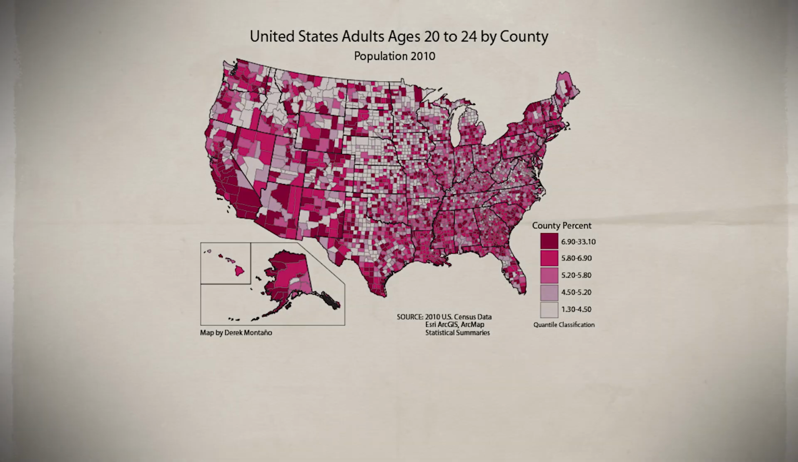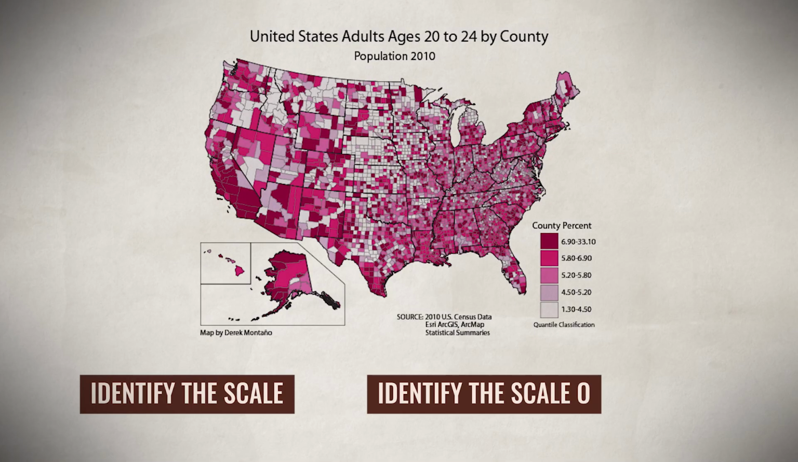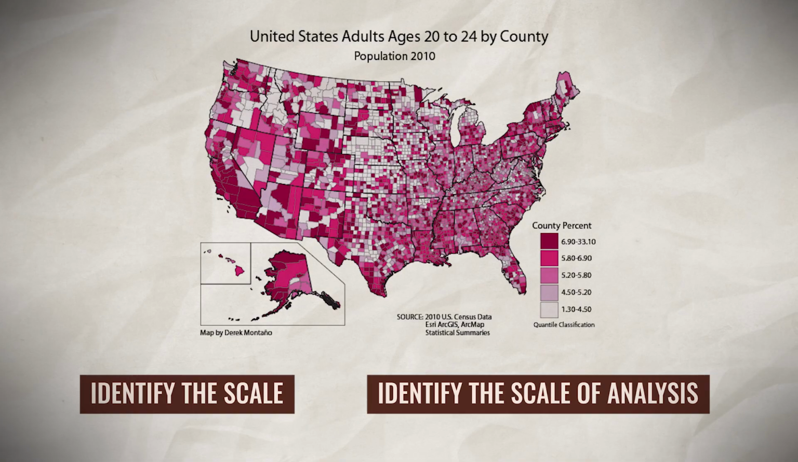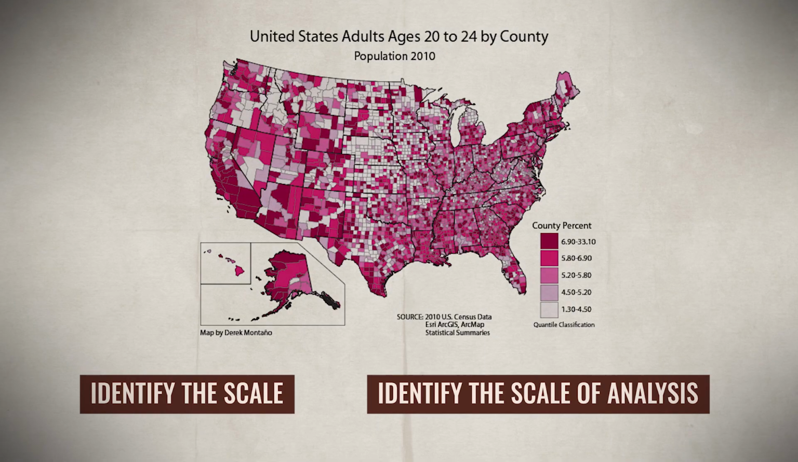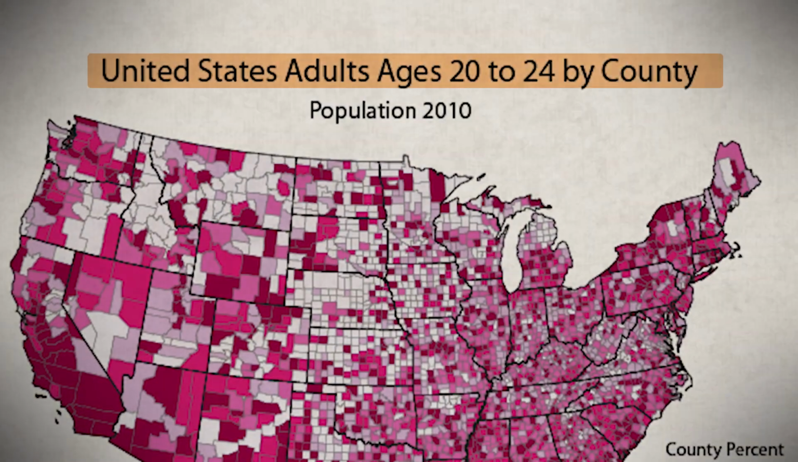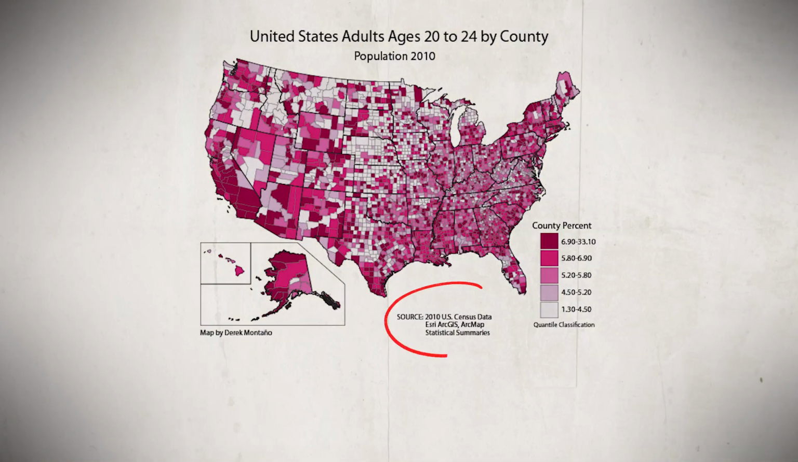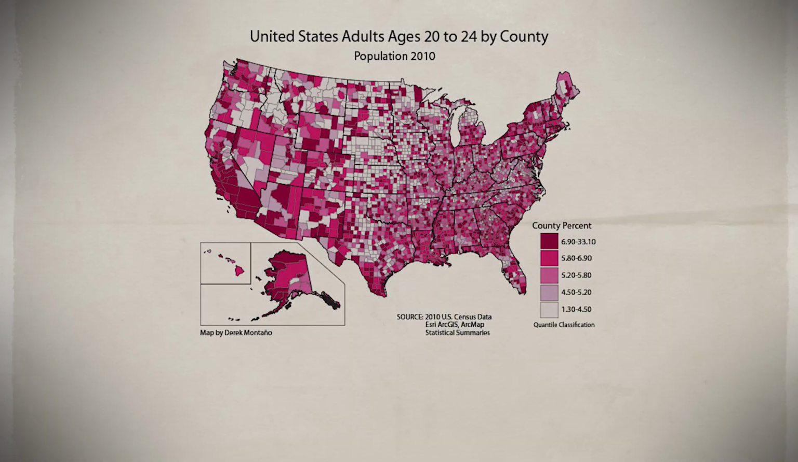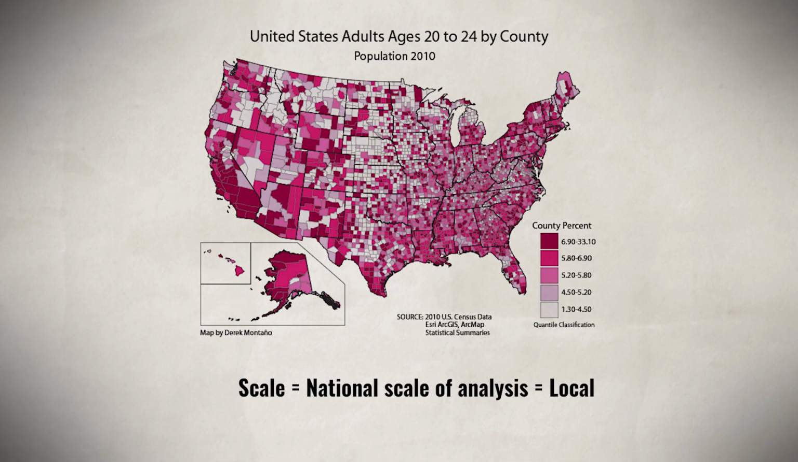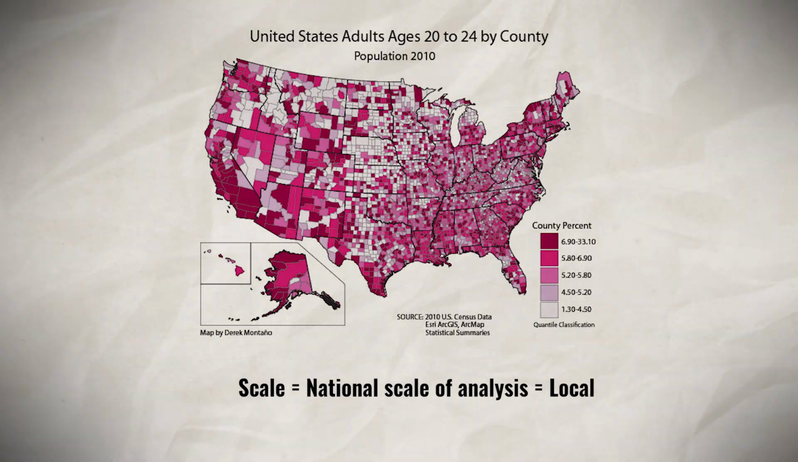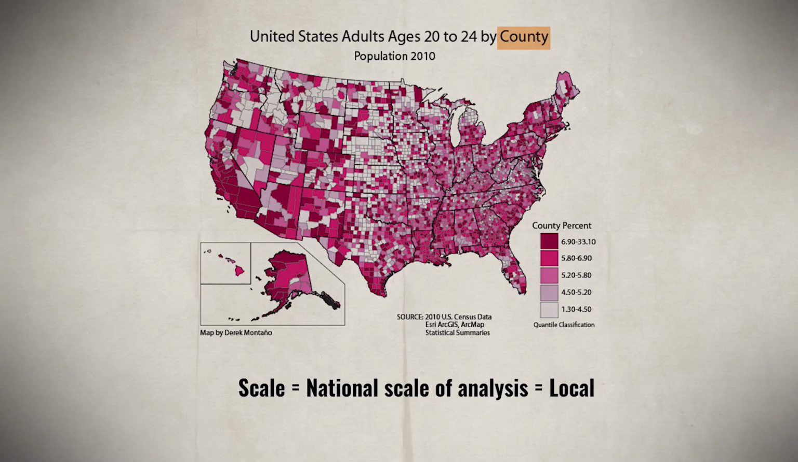All right, now you'll often see scale and scale of analysis questions appear on your test in a variety of different ways. One of them could be as simple as identify the scale or identify the scale of analysis being shown in the map. When you see questions like this, always make sure to read the title of the image or map and any other context clues that are provided, such as the source or key. For instance, here I can see that the scale is national, but the scale of analysis is local, which you can get from looking at the title and the key of the map.